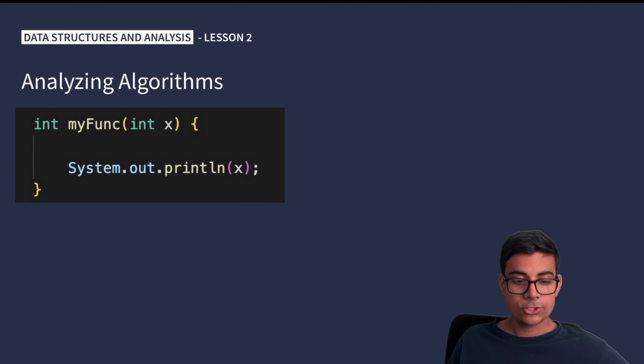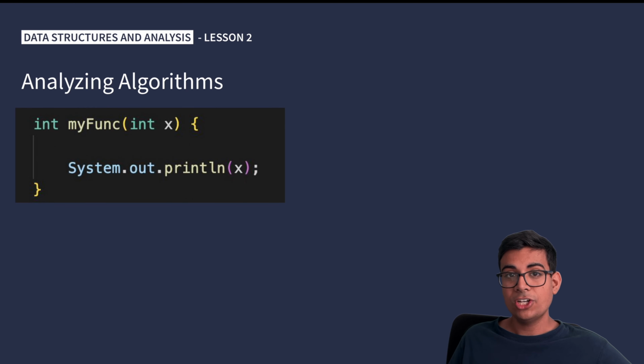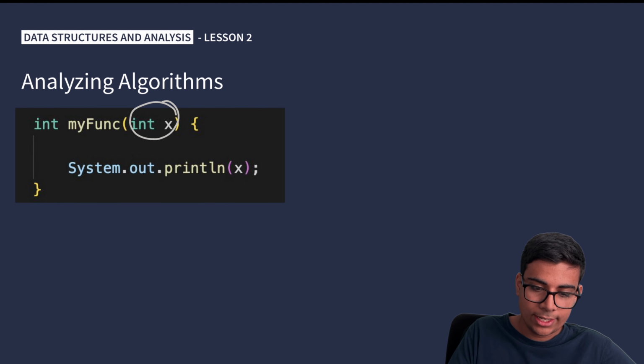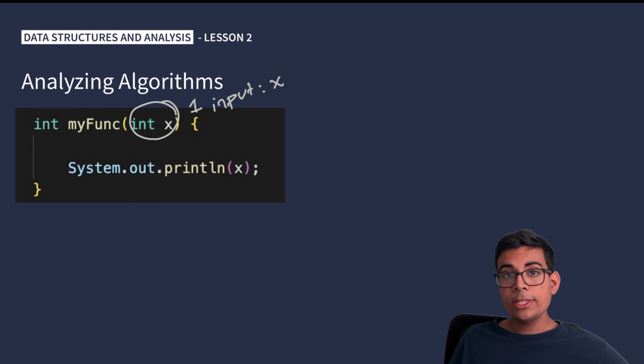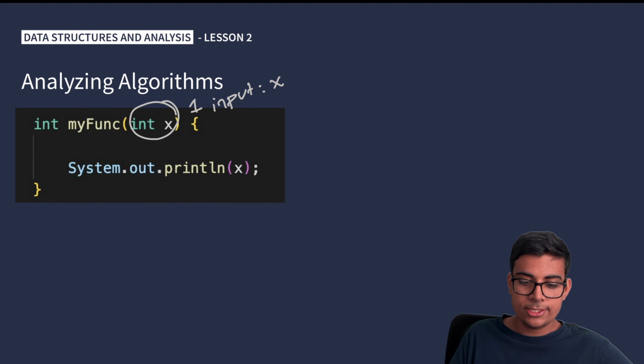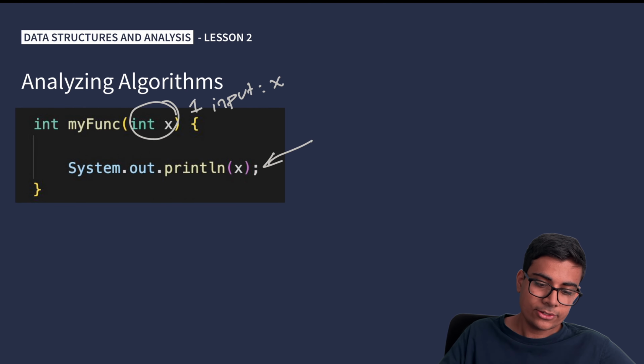Now looking at the next one, this is again using function notation. So I actually have code in a function, and we have one input into our function, and this is going to be our variable x. And the only thing we're running in this function is going to be this print statement right here. In this case, what do you think is going to be the complexity of this algorithm?